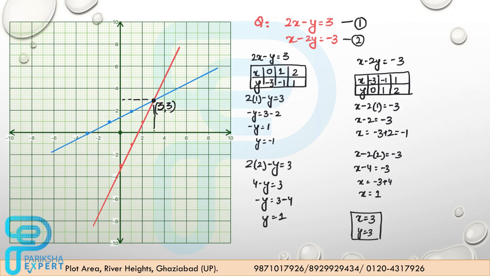What we can always do is, in order to check, we can substitute these values in either of the equations and check whether we are getting the same answer or not.